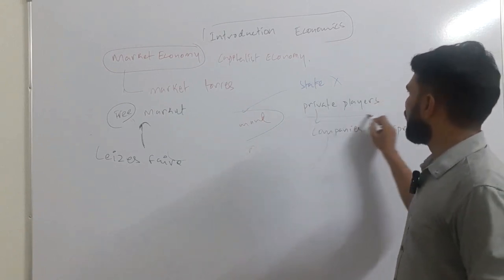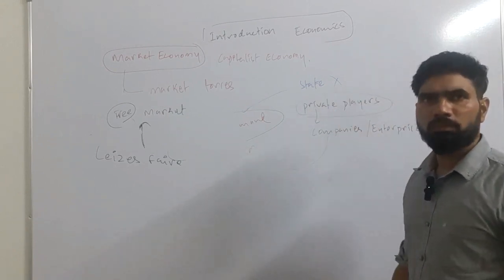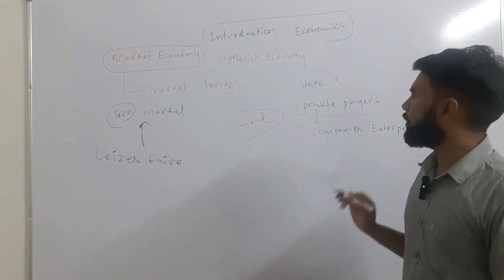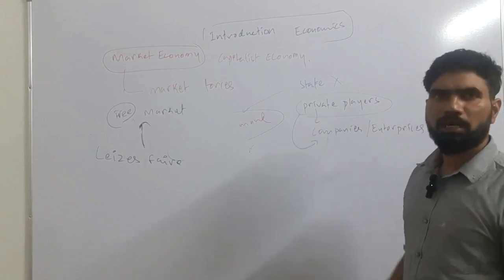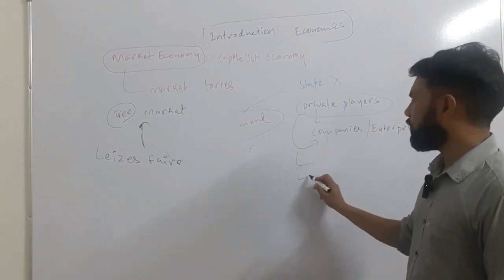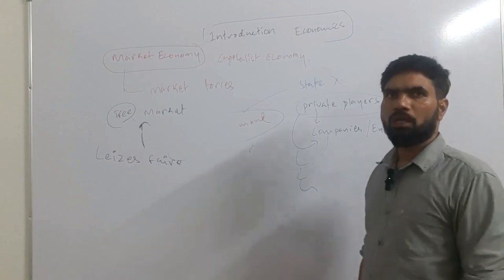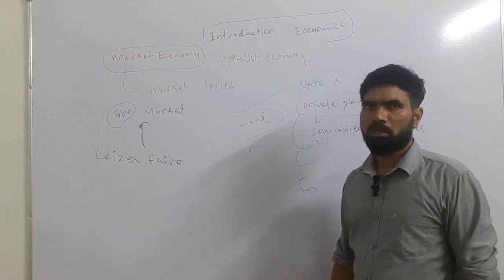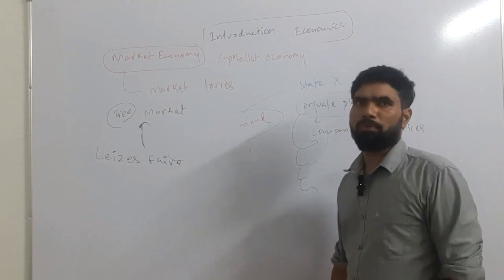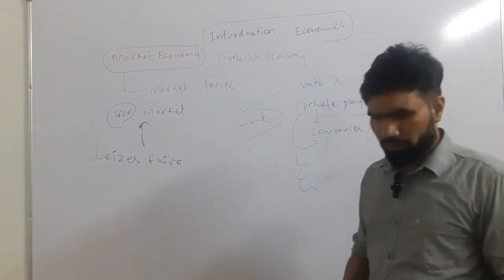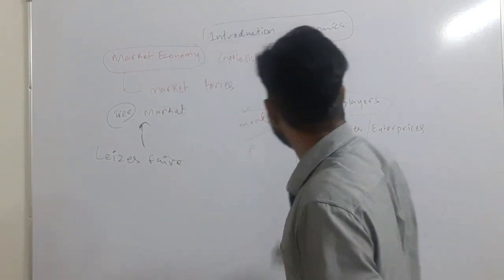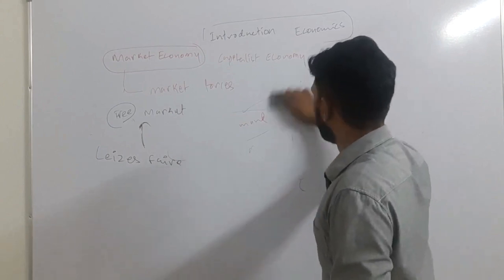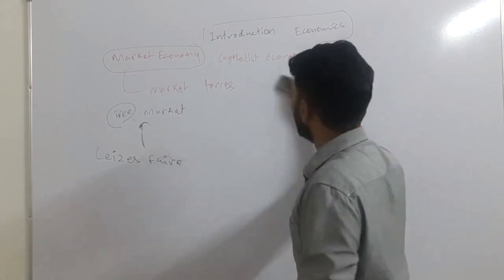Private players will play a very important role. They will establish their enterprises and through them they will produce the goods, they will distribute the goods and services, and they will also influence the consumption of the people, right. So this is market economy. Briefly, let us see the features of market economy.